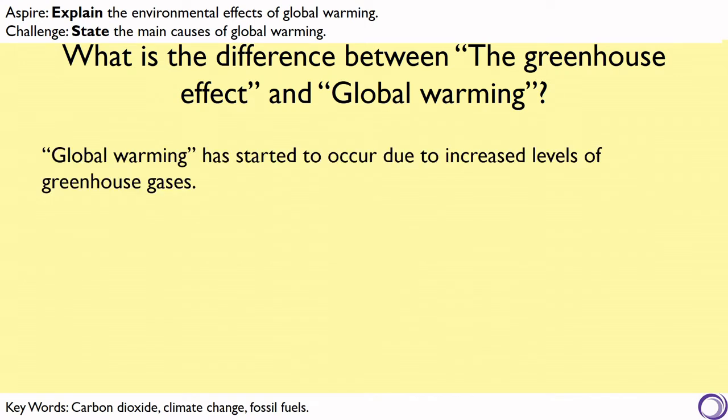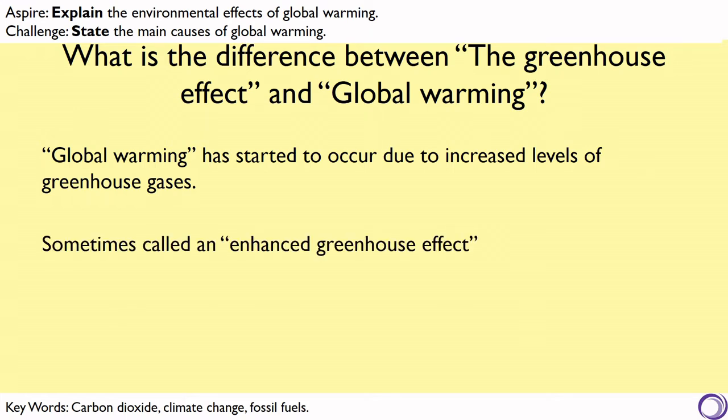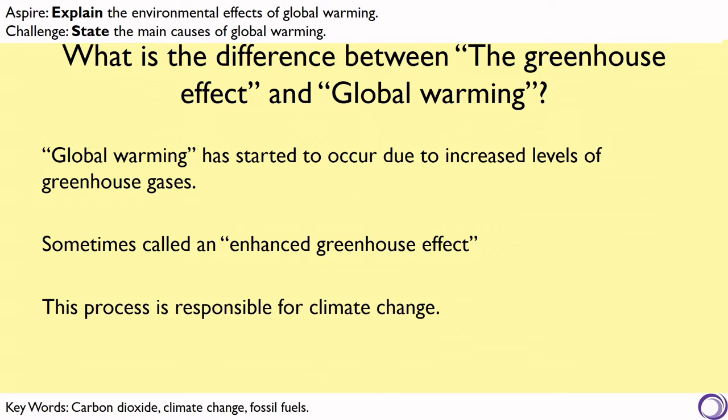Global warming has started to occur due to the increased levels of greenhouse gases. So when people talk about global warming, they're talking about a process that started to occur when those greenhouse gases started to increase in their proportions. And it's sometimes called an enhanced greenhouse effect. Now, global warming is responsible for climate change. And due to that process occurring, it is increasing our global temperature, and then that has an effect on our environment.